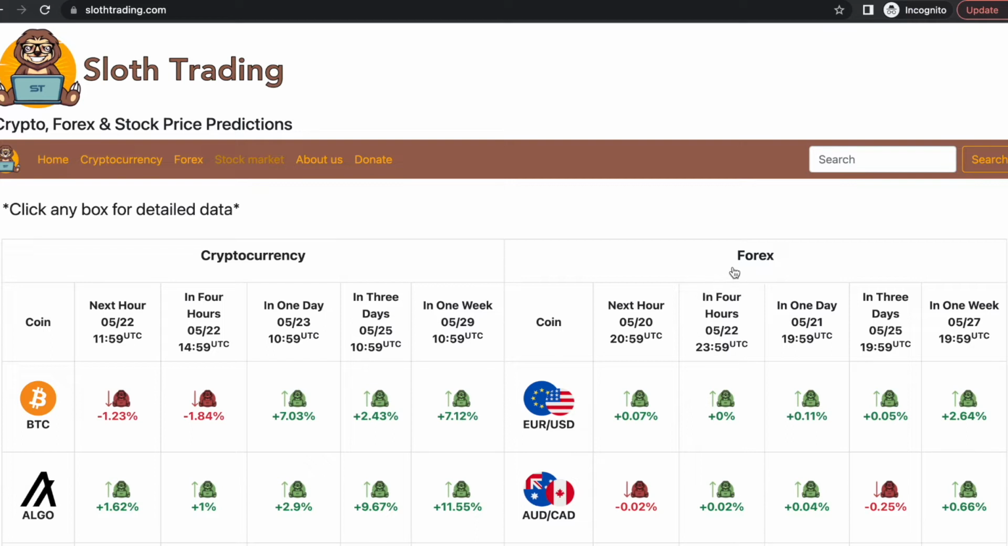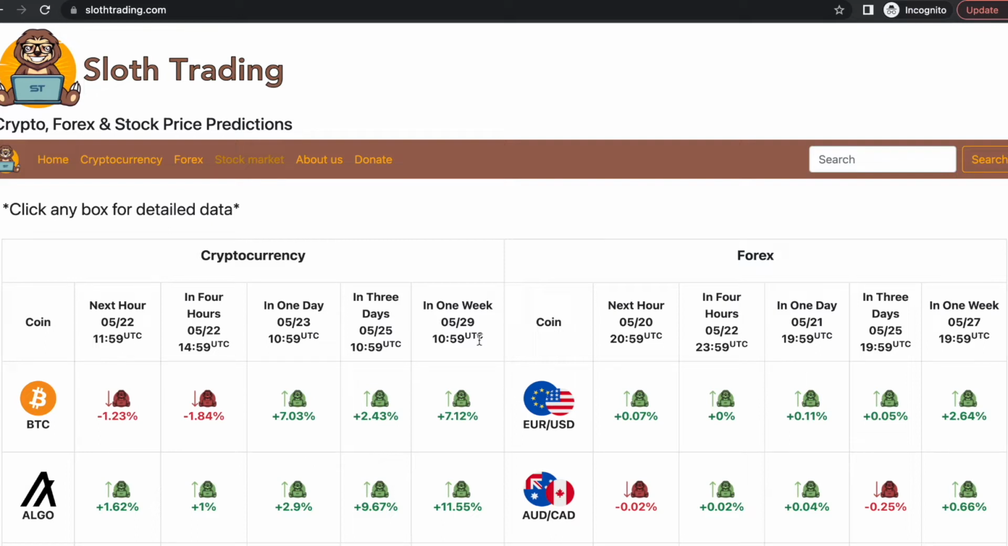The same happens for Forex, but as you may know, Forex is only open Monday to Friday, so during the weekend the market is closed. So the last hour of Friday makes the prediction for the first hour of Monday, and this is basically how it works. You can see the times are UTC, and this is basically the home page.